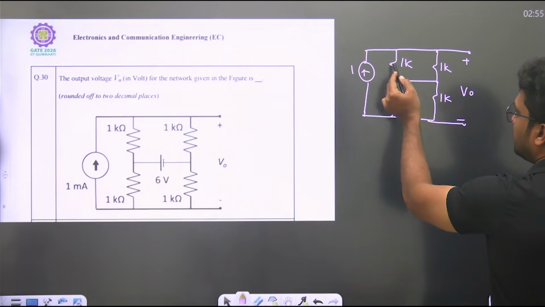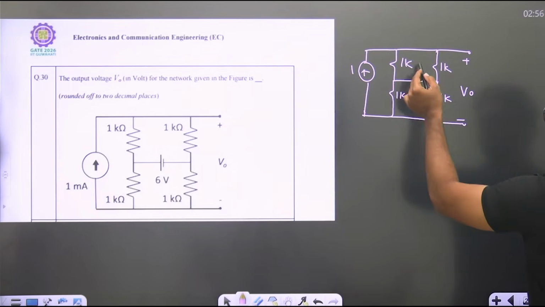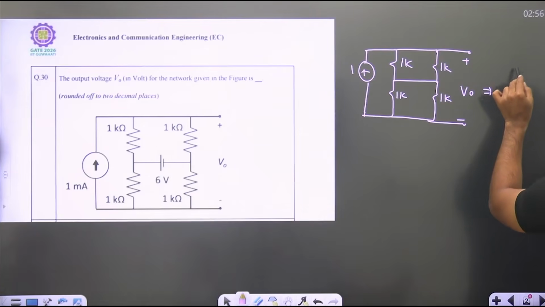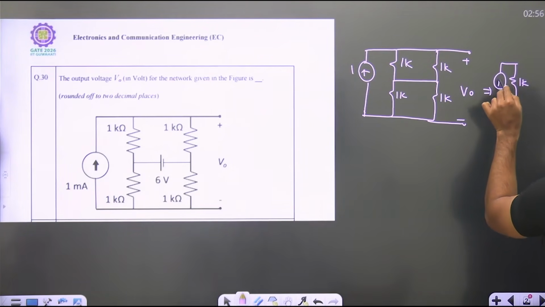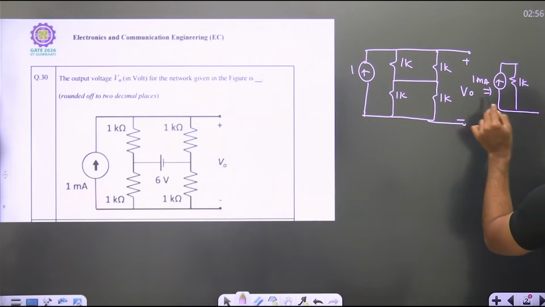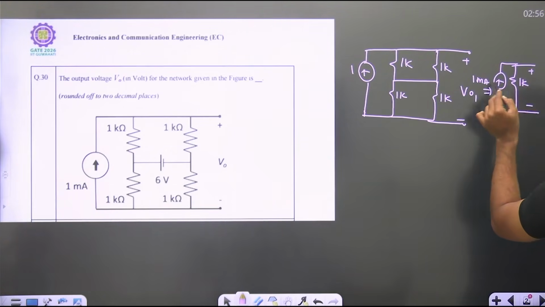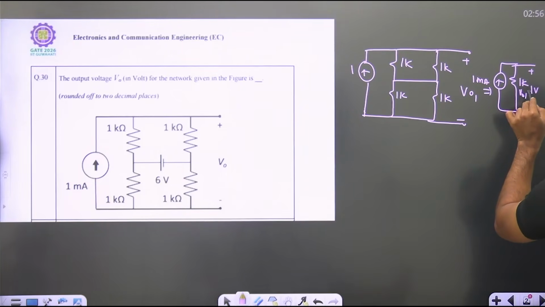Here 1K parallel with 1K is 0.5K, 1K parallel with 1K is 0.5K, and 0.5K series with 0.5K gives 1K, which is the equivalent in parallel with the 1 milliampere source. So the voltage you get for the first case is the product, which is 1. This is V naught for the first case.